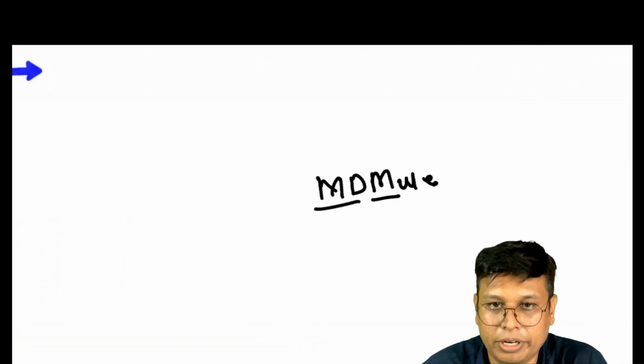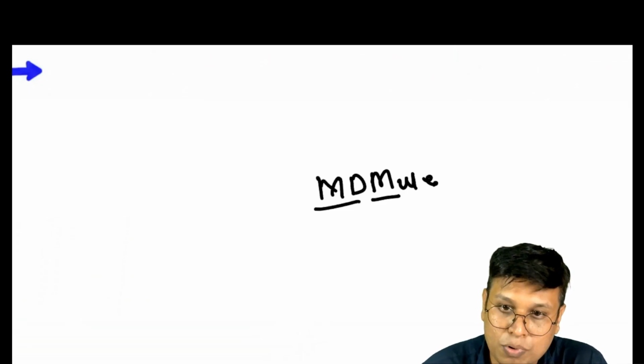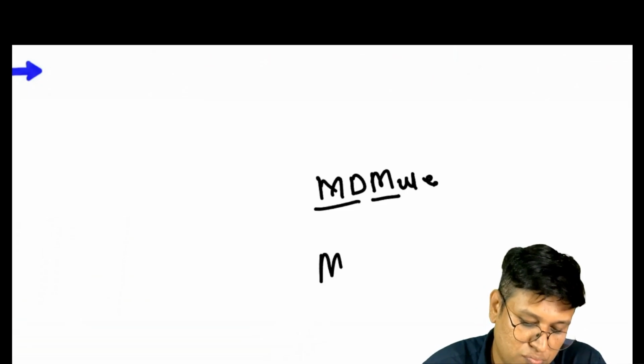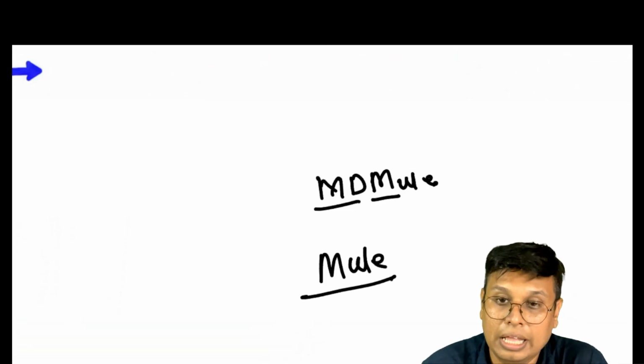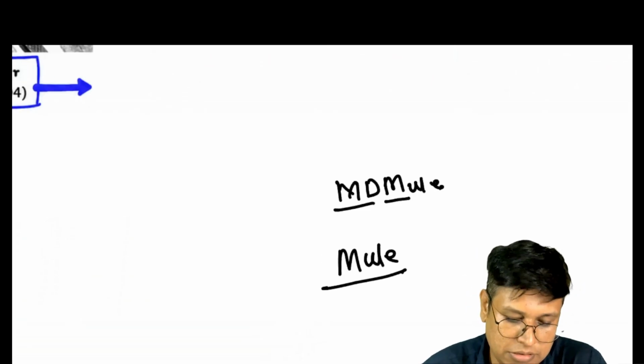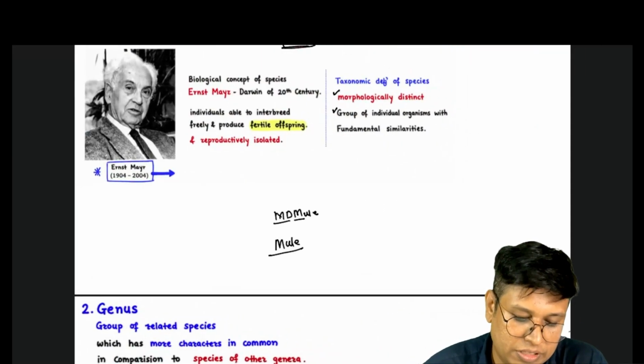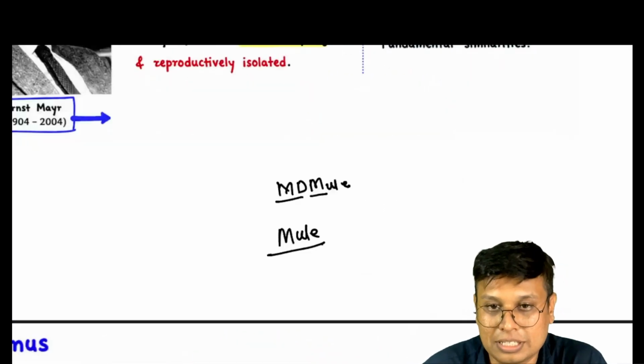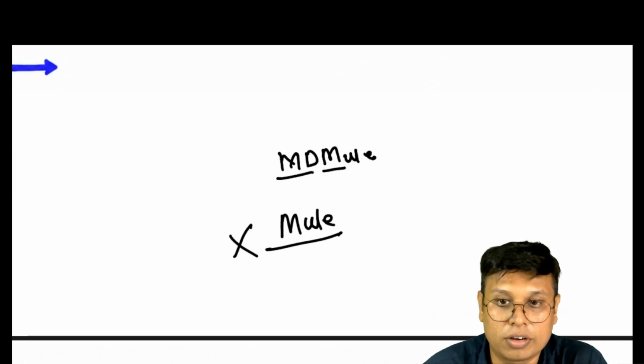Obviously, male donkey you are going to take with female horse. What is produced by them is called a mule. This mule is sterile. It is not able to continue further generation. So again, that's why mule is not a species.